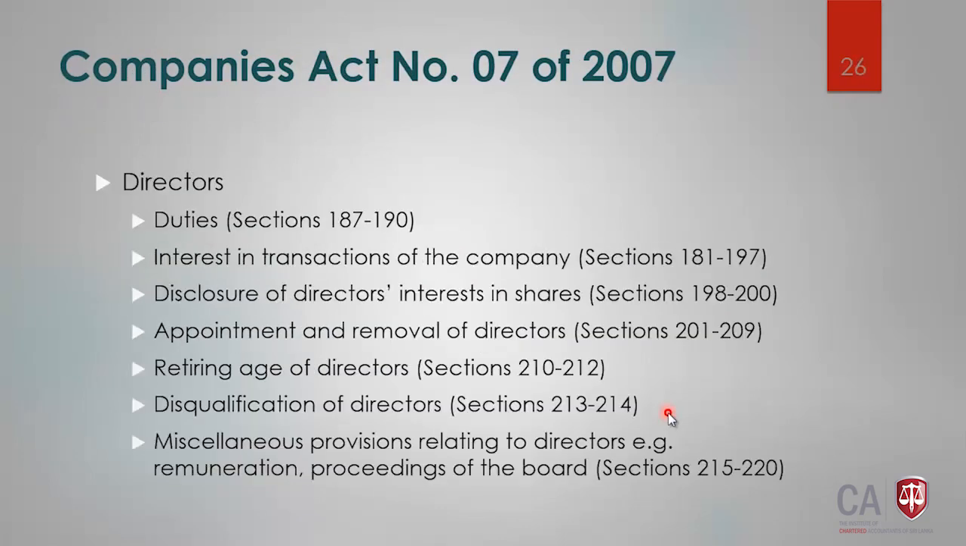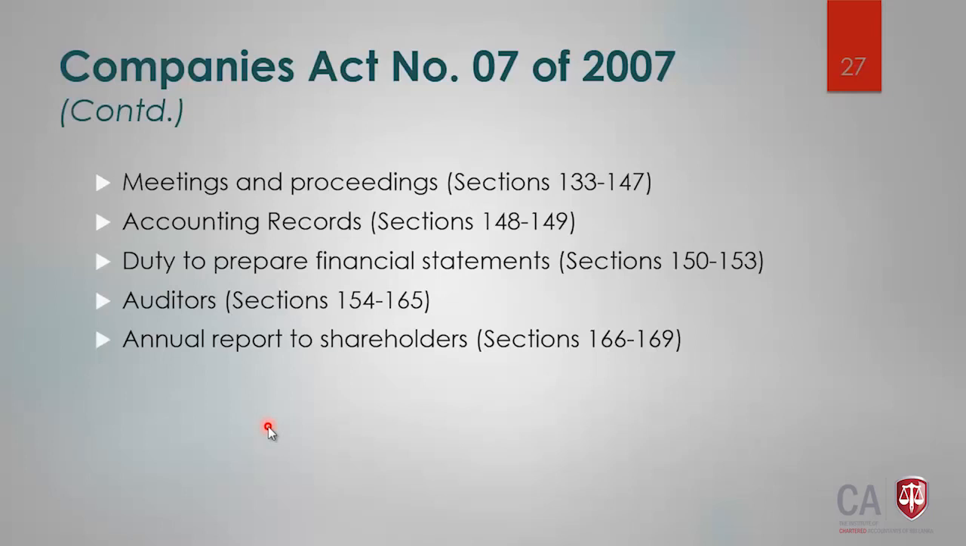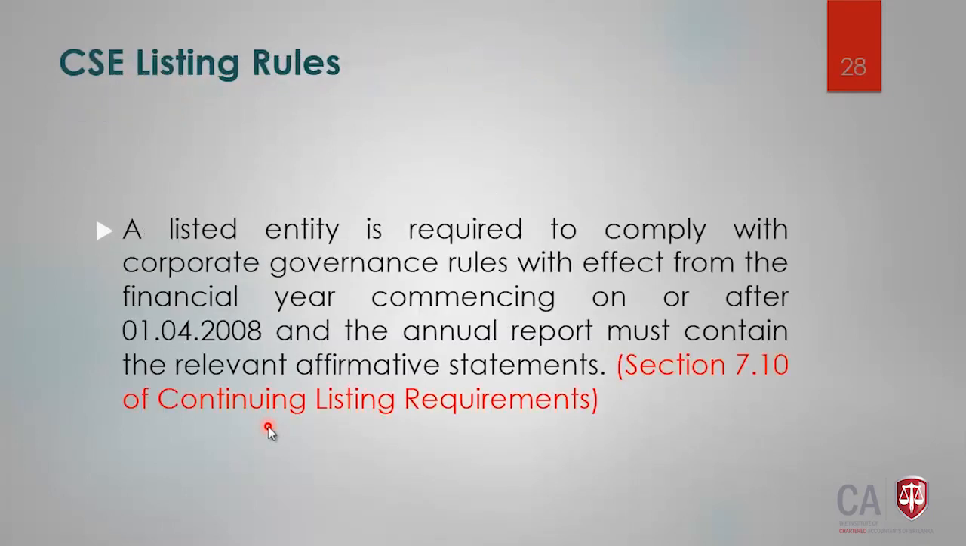I do not go through this in detail, but this is simply for your knowledge. In the Companies Act, directors' duties are covered. Interest in a transaction of a company is very important in accounting, this is captured under LKS 24, right? This is a related party transaction, both of these point to directors disclosing their transactions. Then other points like appointment, removal, age of a director, disqualification, meetings, auditors, these are some of the provisions, which are not very important, but this is very important.